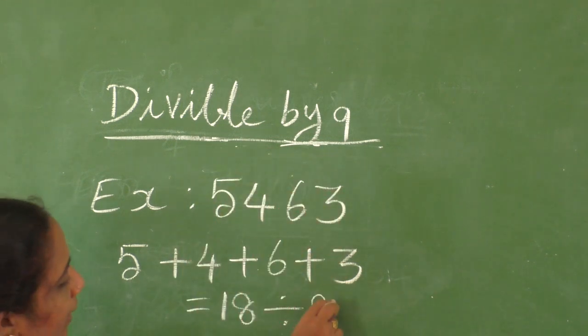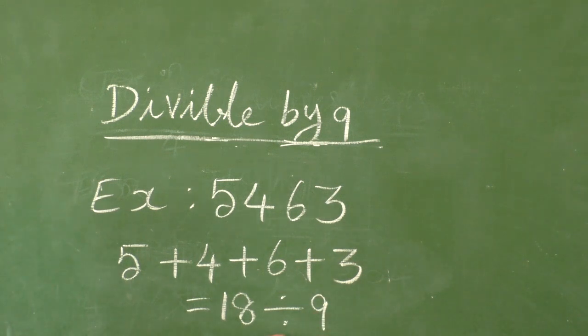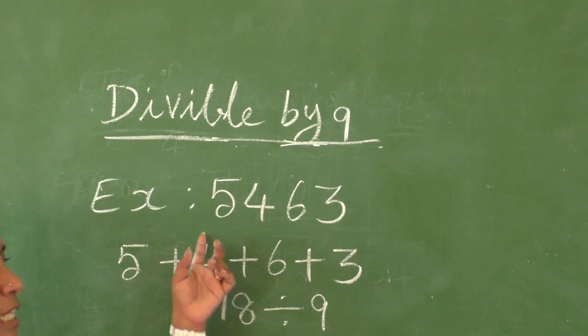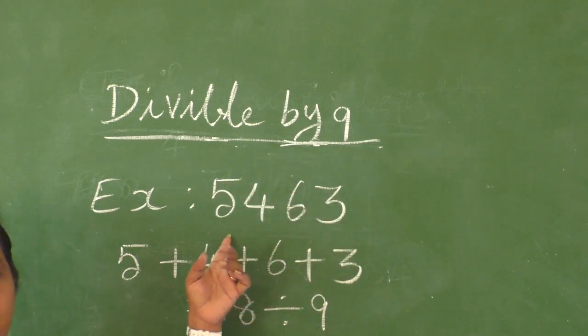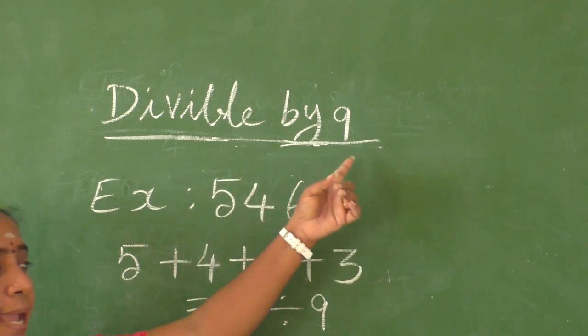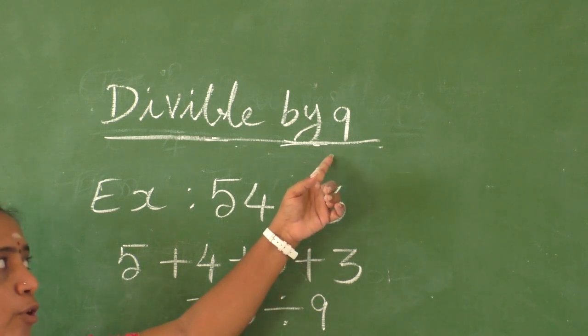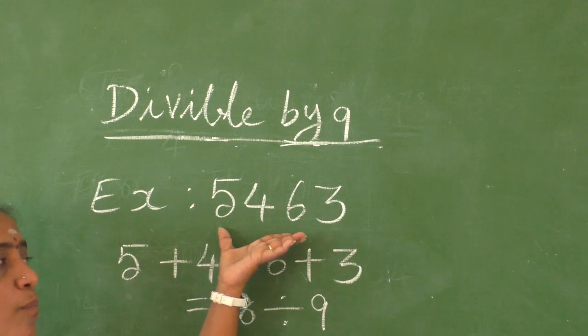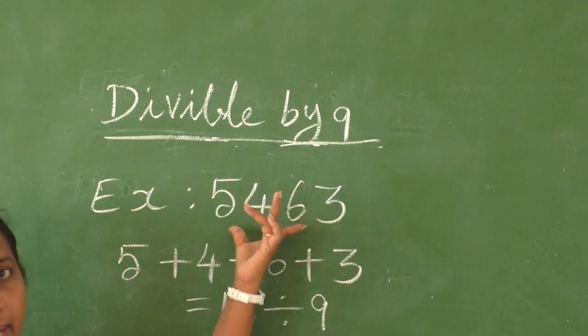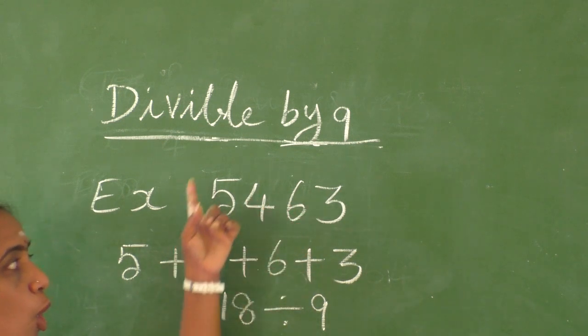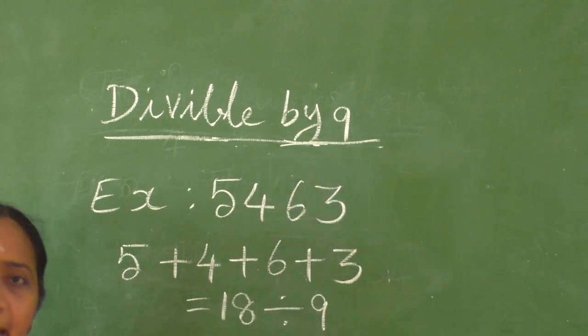So 18 divided by 9, how many times will it come? 1 9 is 9, 2 9s are 18. Yes, this 5,463 is divisible by 9. Okay. So what is the rule for divisibility by 9? If the sum of the digits is divisible by 9, then the whole number is divisible by 9. This is the divisibility rule of 9.